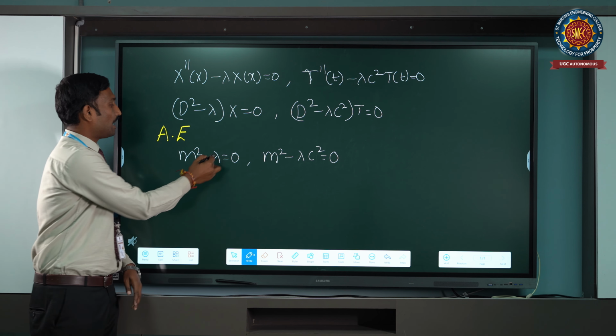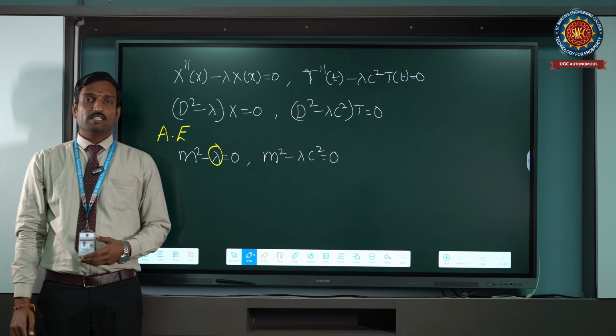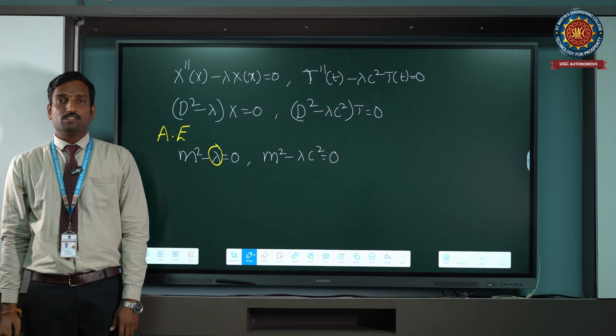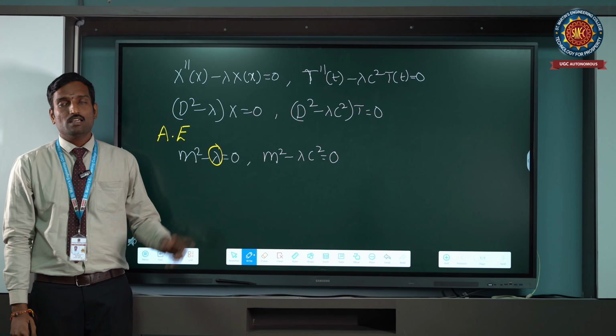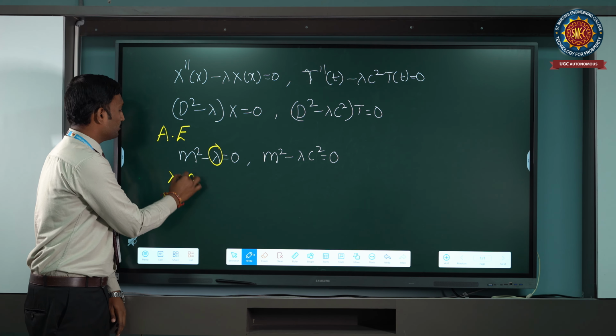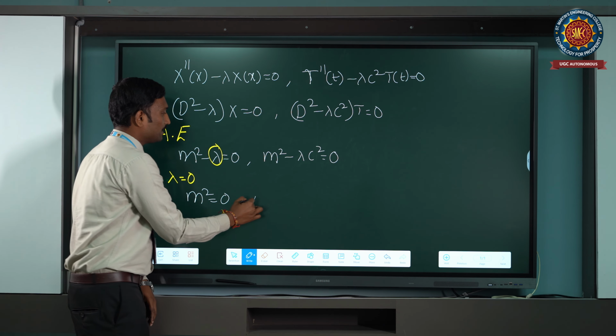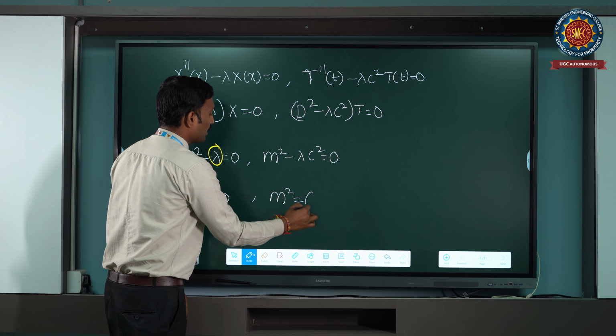According to the lambda value, we get different types of solutions for this auxiliary equation. The roots will vary according to the lambda value. If I consider lambda is equal to 0, then this equation becomes m square equals 0 and this becomes m square equals 0.